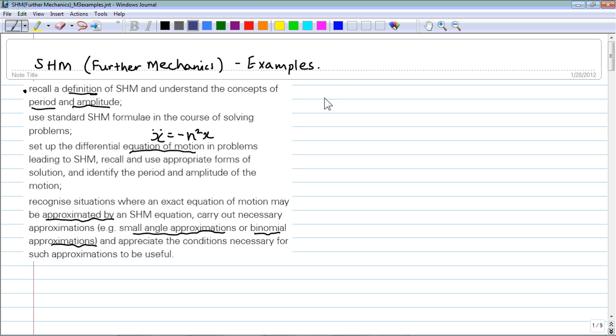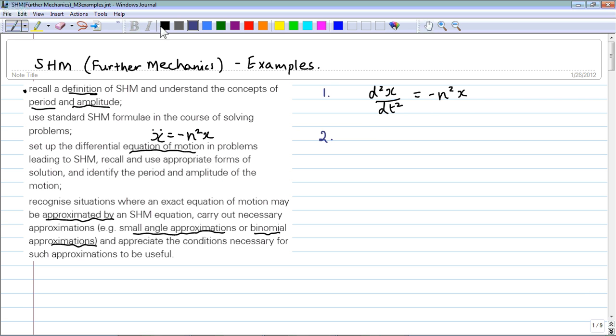So number 1 is the defining equation of SHM. d2x by dt squared, where x is a displacement variable, is equal to minus n squared x, where n can also be written omega, the angular velocity of the associated circular motion. So no need to say any more about that, you should already know that.